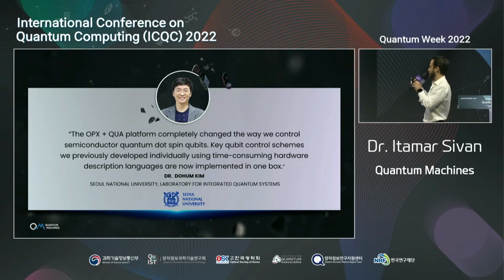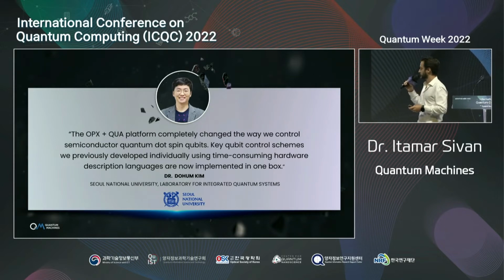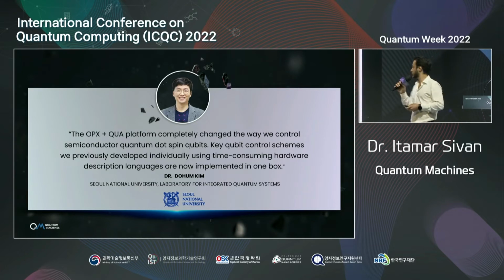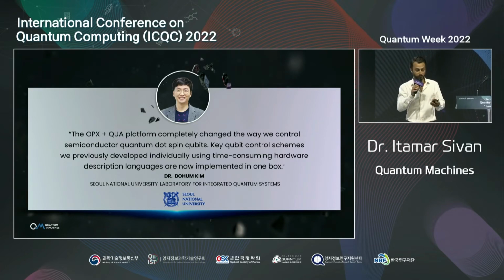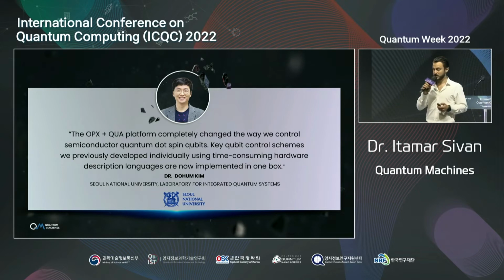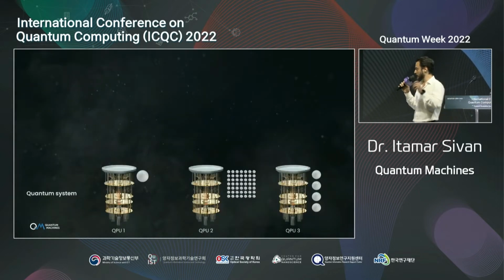And he says the following: the OPX and QA platform completely changed the way we control semiconductor quantum dot spin qubits. Key qubit control schemes we previously developed individually using time-consuming hardware description languages are now implemented in one box. Okay, so completely changed. So I do believe that we bring a new paradigm that is essential for scaling up quantum processors. Now let's go a bit deeper.